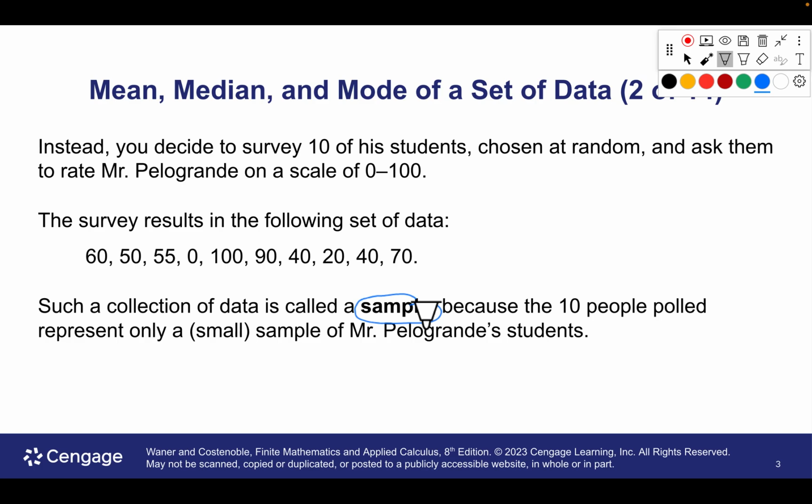Not too small, but it's that misconception we might have that the more data, the better, right? Not always. So here we have survey results, and you can see them listed here, not in any particular order. They're rating them from 100. So this student here at 100 really liked Mr. Pellegrade. The student at 0 didn't like him very much.